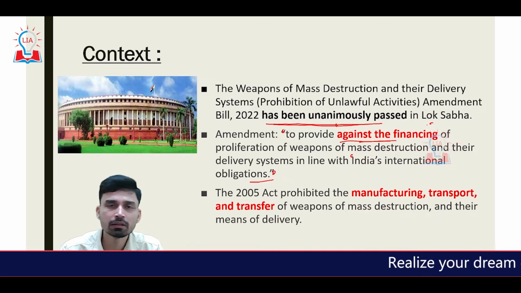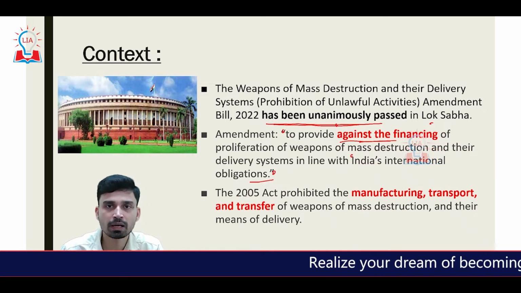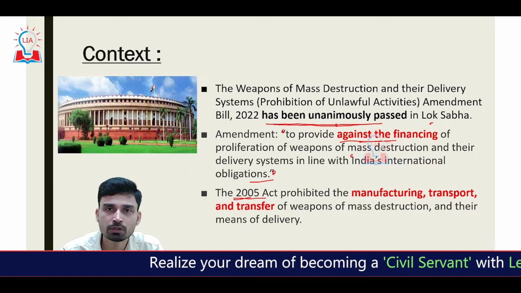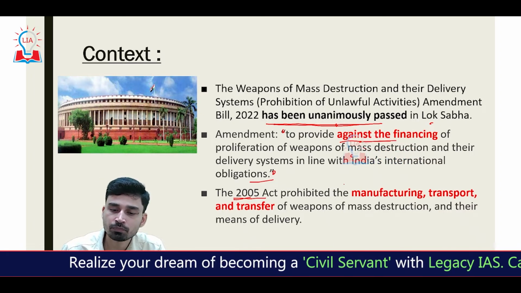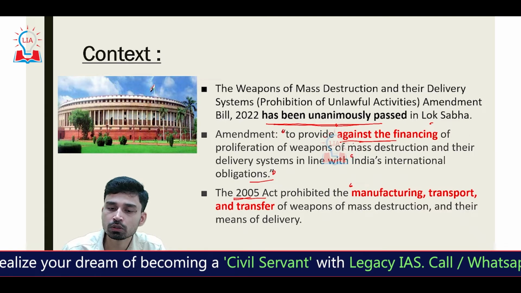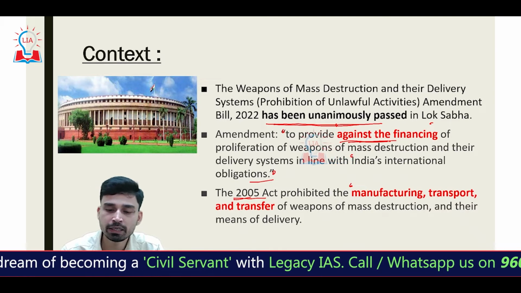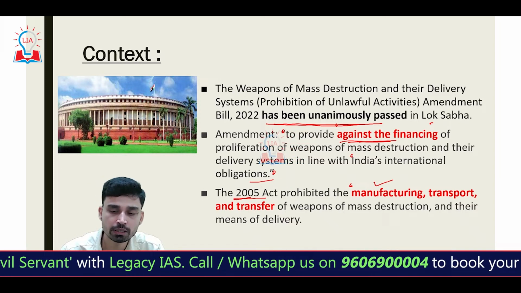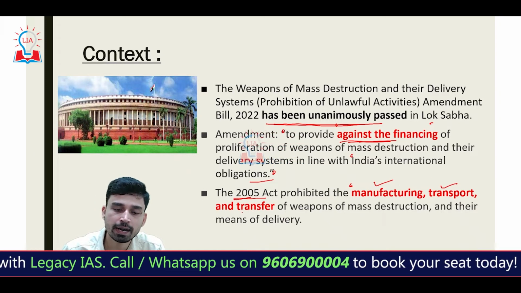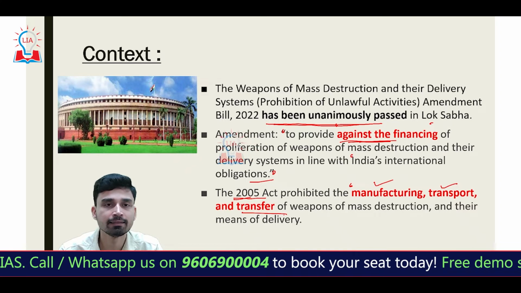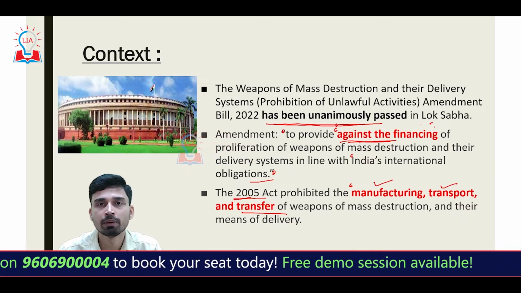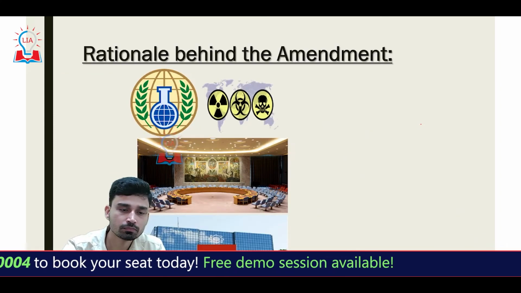The earlier bill, the first bill that was passed and then formulated into the act, called the WMD Prohibition of Unlawful Activities Act, does not talk about the financing aspect of WMD. It just talks about the prohibition on the manufacturing, transportation and transfers of WMD and their delivery systems. So this was one missing factor that has been added by the amendment of the said bill.